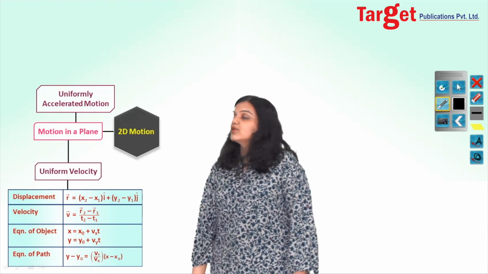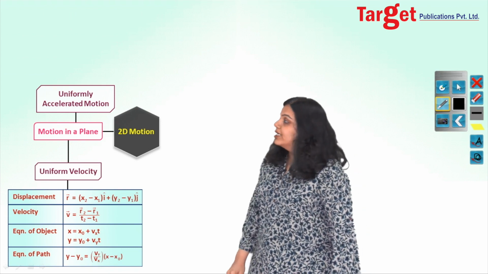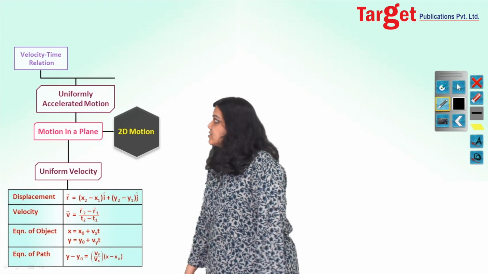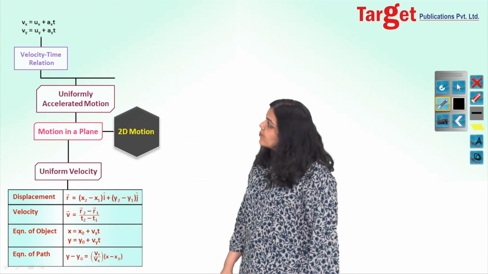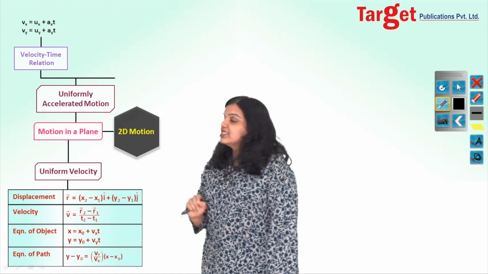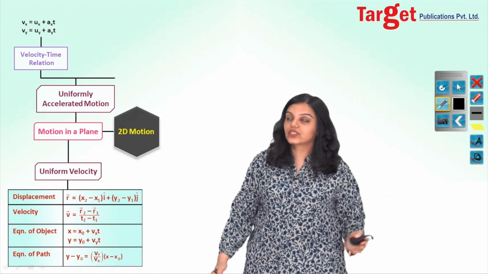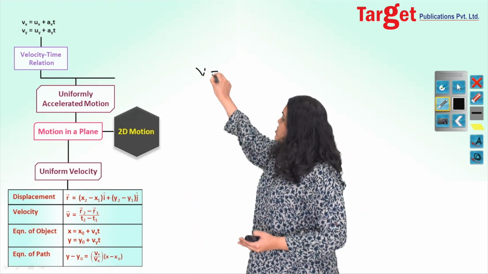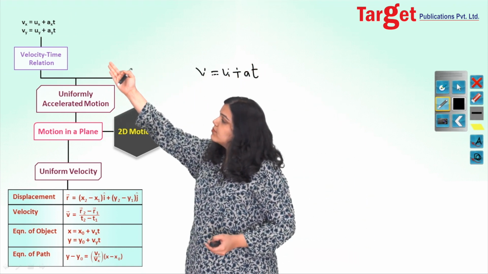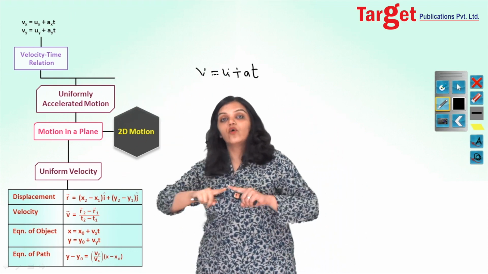Now let's look at what happens when the object has some acceleration, that is, it is a uniformly accelerated object. So when we look at uniformly accelerated motion, let's look at the velocity time relation first. The velocity time relation says Vx is equal to ux plus axt and Vy is equal to uy plus ayt. Now if you look at these equations, you will know that these are just like the equations in one dimension. The first kinematical equation looks exactly like this. And therefore you can see that that is nothing but the kinematical equations only. But here we have written two equations, one for each direction.